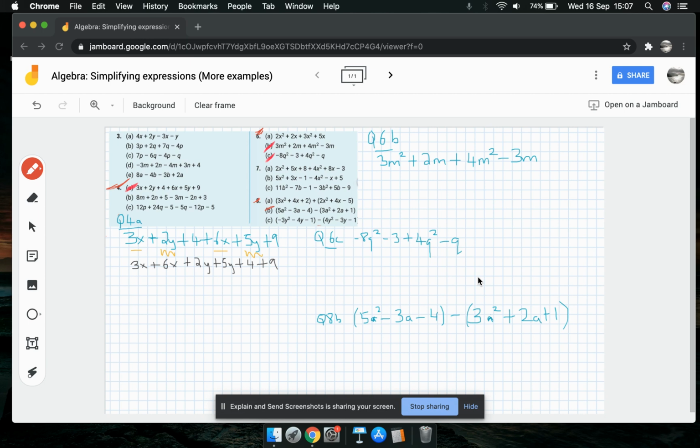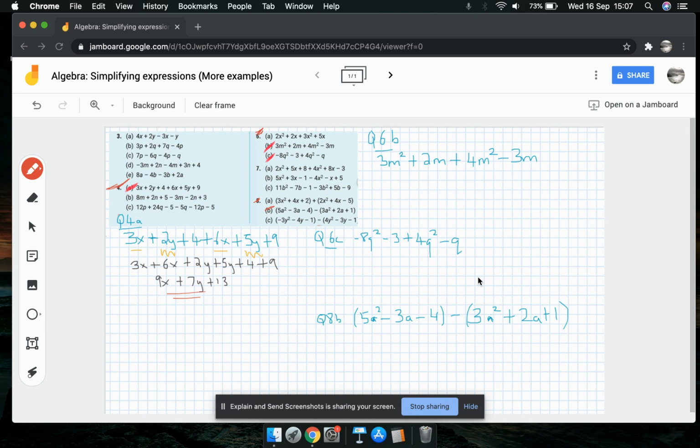So I end up with 9x. I have 2y and 5y, both like terms, and I end up with 7y. I have 4 and 9, 13. This is the final answer because it cannot be simplified anymore. A final answer there: 9x plus 7y plus 13. Okay, let's swap on to the next one.